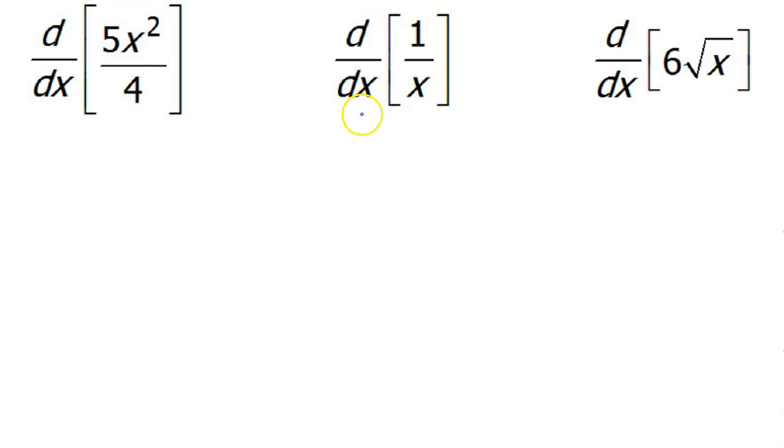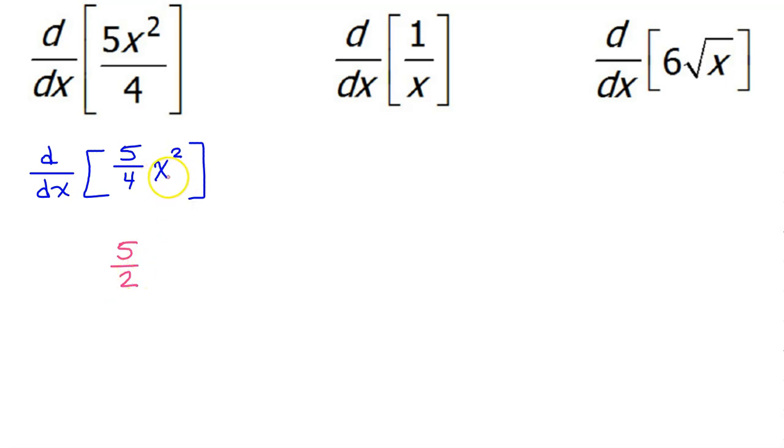Pause the video and try these 3 examples on your own. For this first one, it might be easier to rewrite the original function as 5/4 x squared. Notice that we have not taken the derivative yet, so the d dx is still here. Now we use the general power rule. Taking the 2 and multiplying by 5/4 gives us 10/4, which simplifies down to 5/2. Then we reduce the exponent by 1, so that'll be 5/2 x. And that's the final answer.